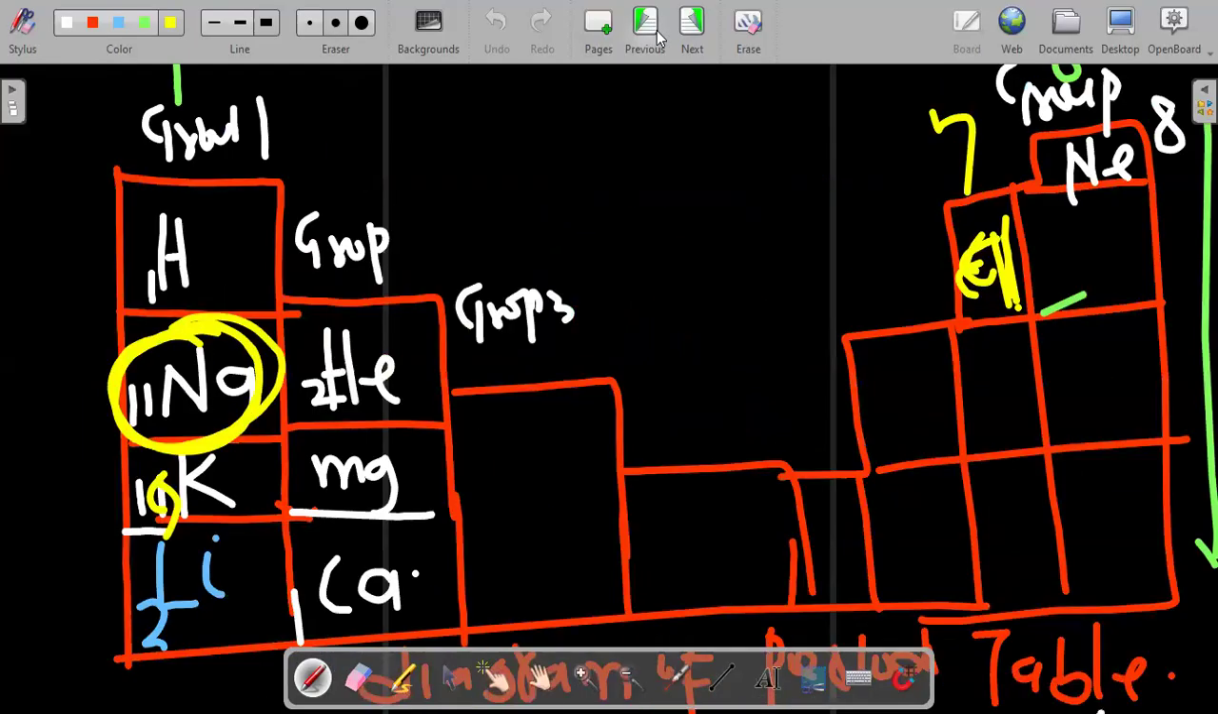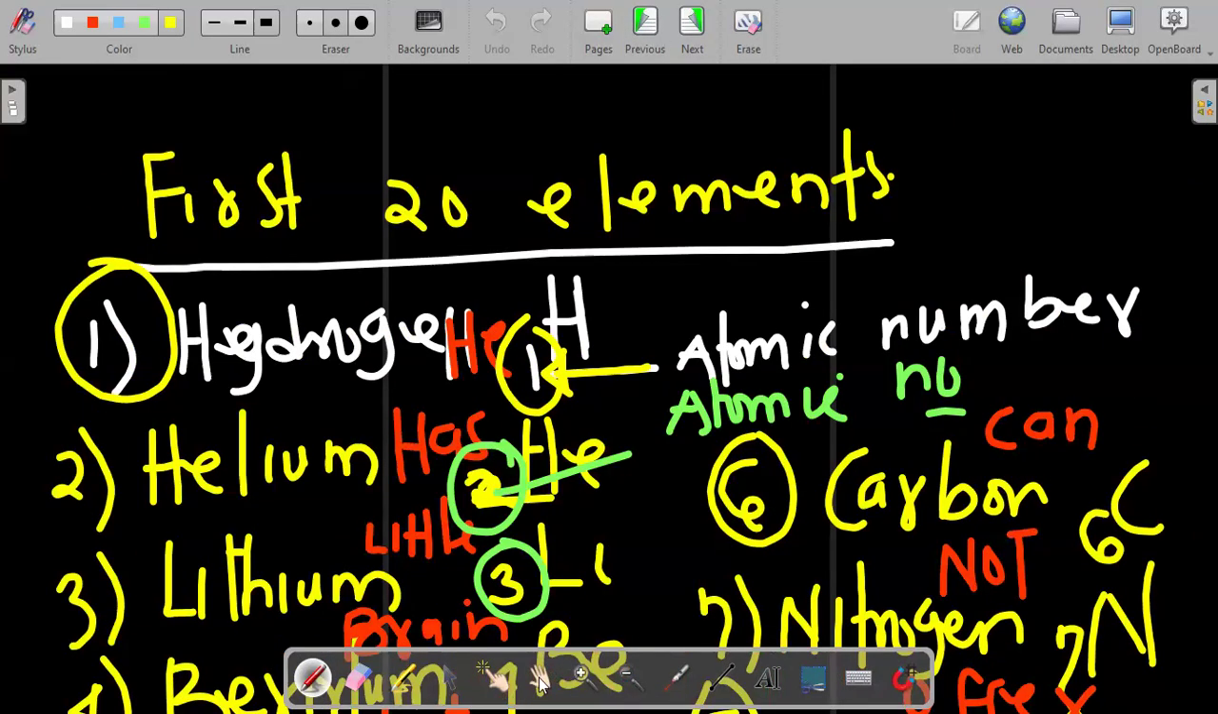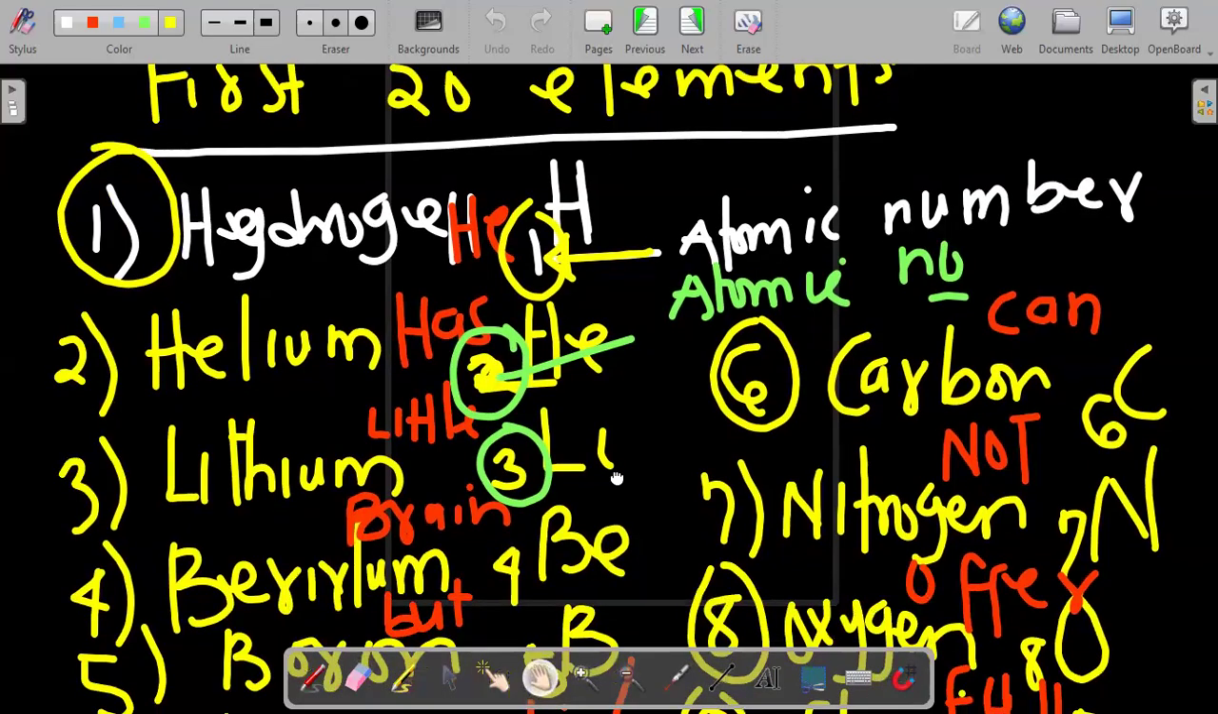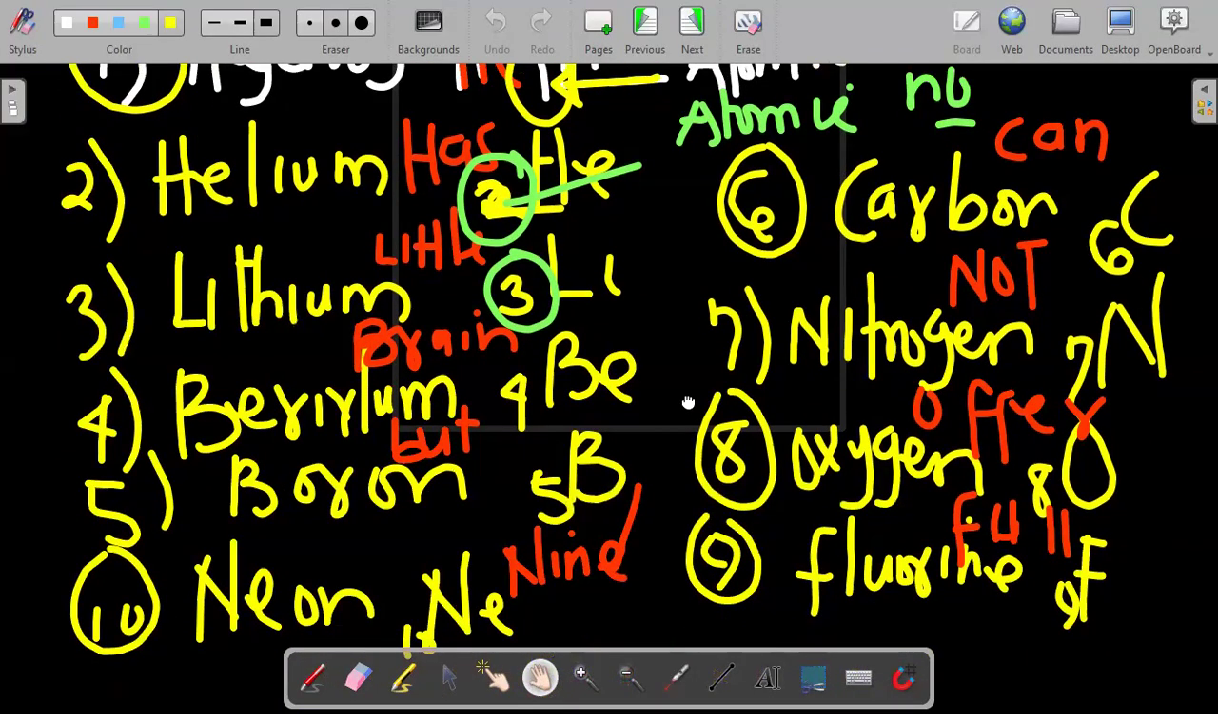Sorry, sir, can you repeat the acronym to remember the first 20 elements? Okay, first 20 elements. Like I said, the first one is H, he has little brain. He is hydrogen, has is helium, little is lithium, brain is beryllium, but is boron. He has little brain, but. Then can is carbon, not is nitrogen, offer is oxygen, full is fluorine, 9 is neon. So the first 10 is pronounced as: He has little brain, but cannot offer full 9. That is the first 10.